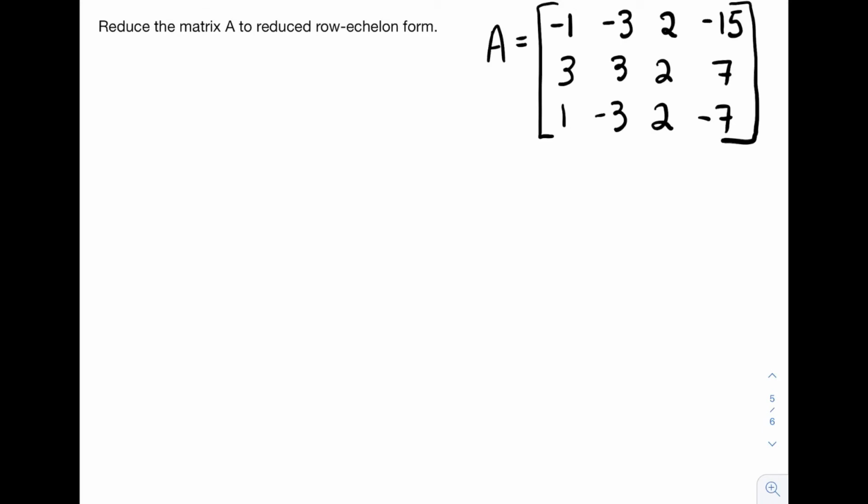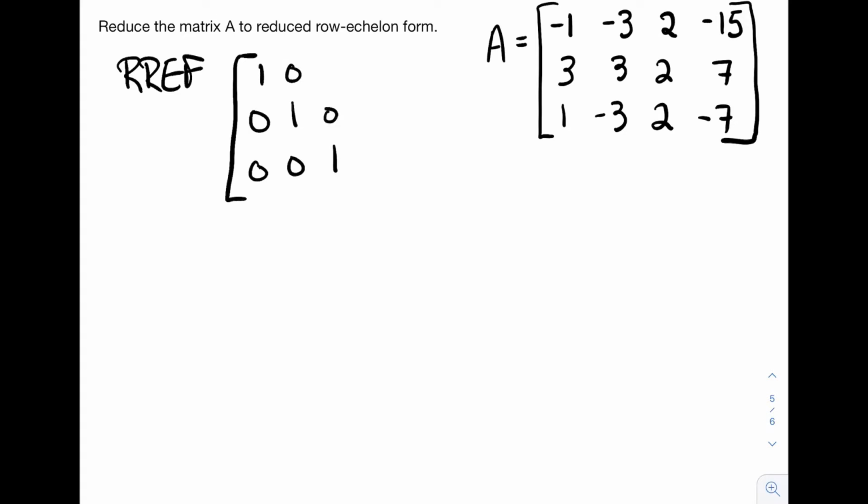So this question asks us how to reduce the matrix to reduced row echelon form. To get a matrix in reduced row echelon form, what that matrix essentially needs to look like is when all the diagonals are ones and everything beneath and above are zeros. And these diagonals are referred to as pivots. So once again, you want all your pivots to be ones and everything above and underneath zero. This is what a matrix in reduced row echelon form looks like.